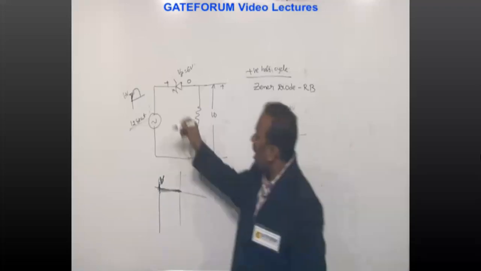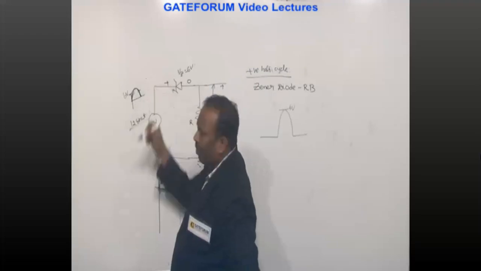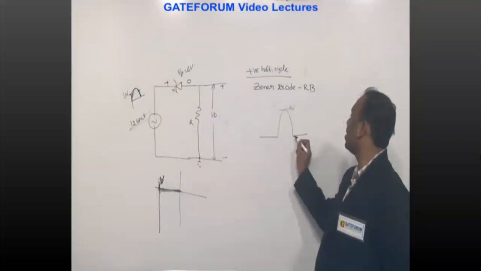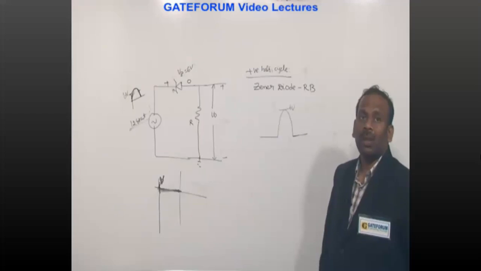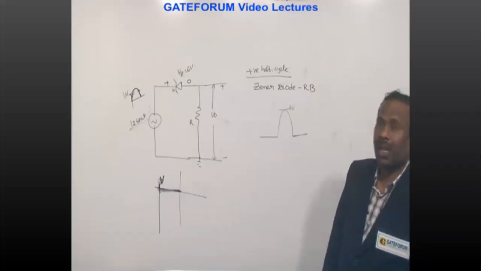Okay. Once again, till this one it is okay, good. From here to here it's greater than 6 volts. Once again input is falling below 6 volts. Once again output voltage will be 0. Clear? That is about the positive half cycle.